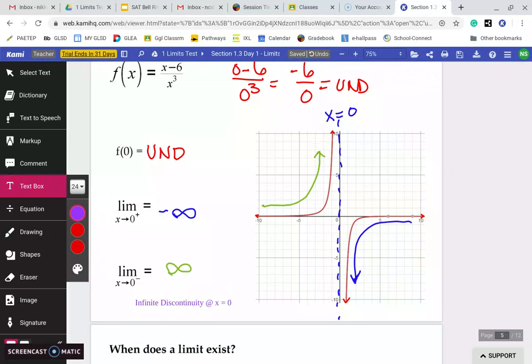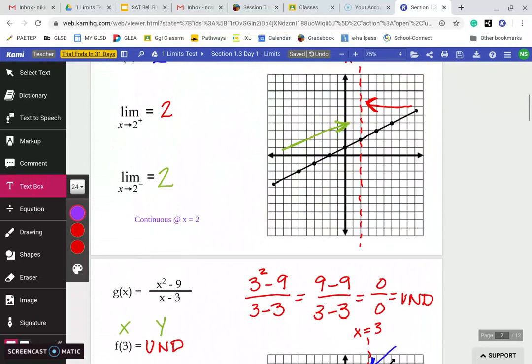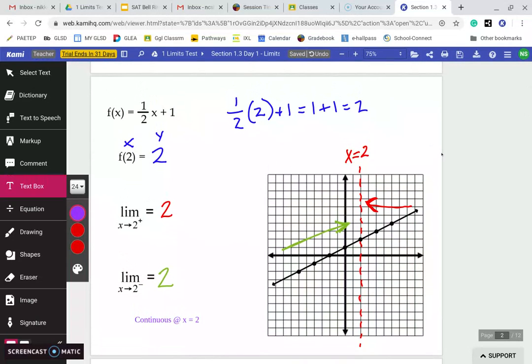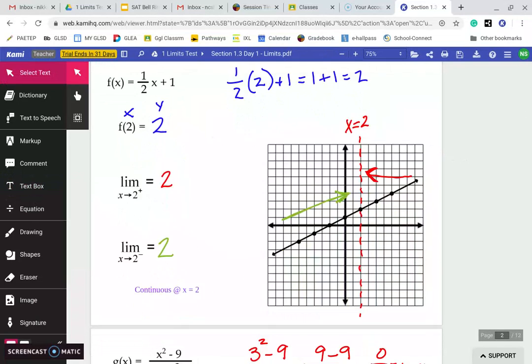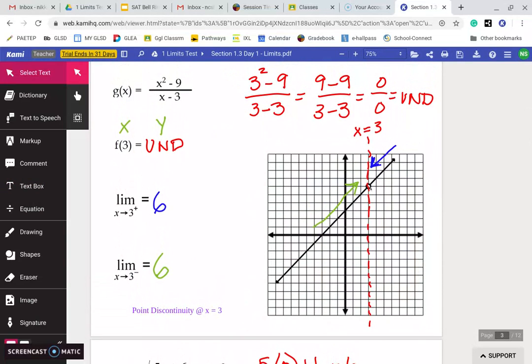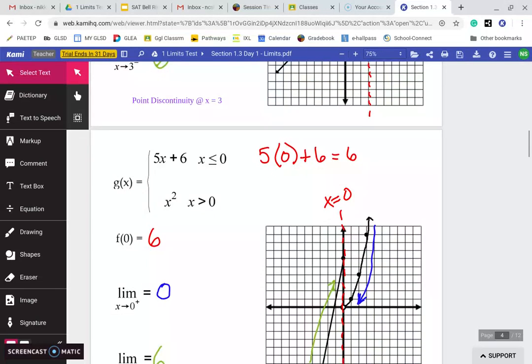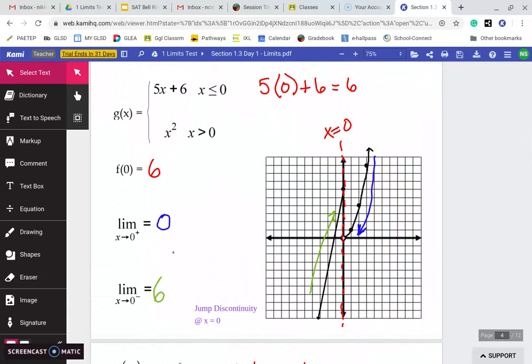So these 4 things, infinite, jump, point, and continuous, those are the only 4 possibilities that you could have. So when we're talking about continuity and I ask you to test for continuity, it's going to be one of these 4. It's either going to be continuous, or all 3 match. It's going to be point discontinuity, where you're just not continuous at a point. It's going to be jump discontinuity, where it jumps from one value to another, so the limits are different from the left and the right.